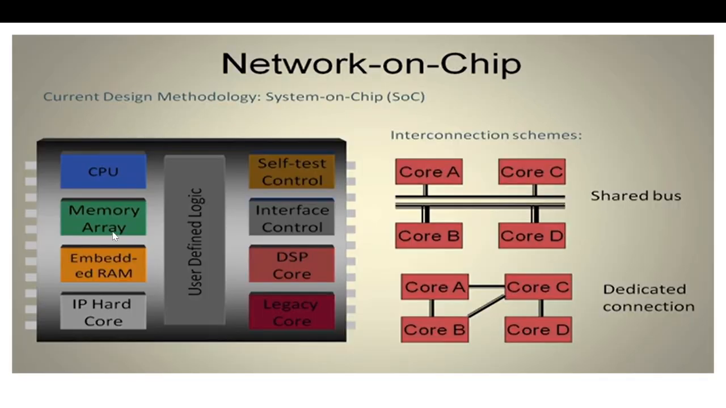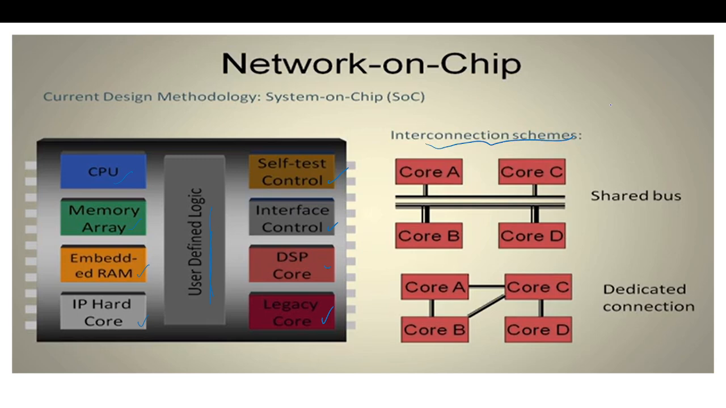Okay, now coming to the network on chip, current design methodology, system on chip. If we have a system on chip, we have multiple cores, say one core for CPU, memory array, embedded RAM, IP core, and some user defined logic, UDL, self-control logic, interface control, DSP core, and legacy core. So now how can we connect between these cores?